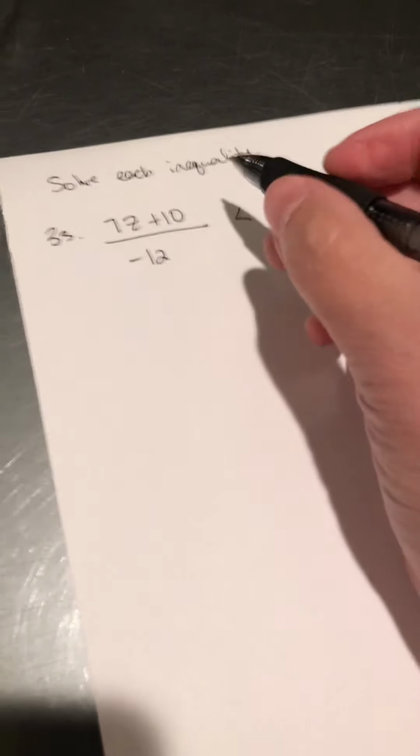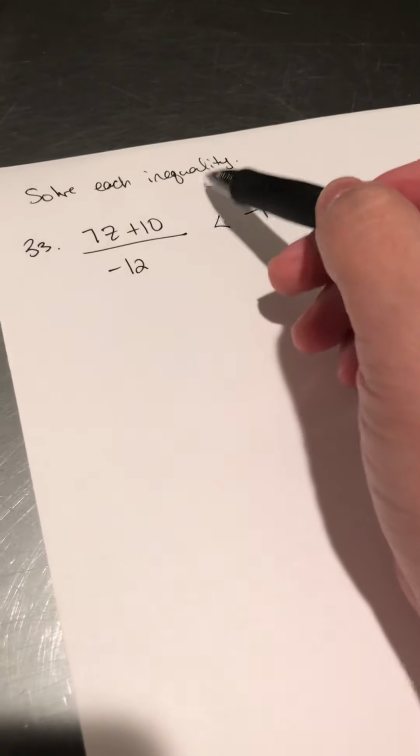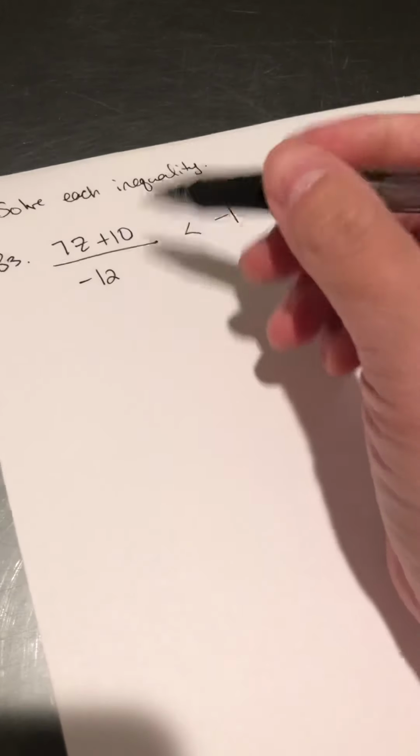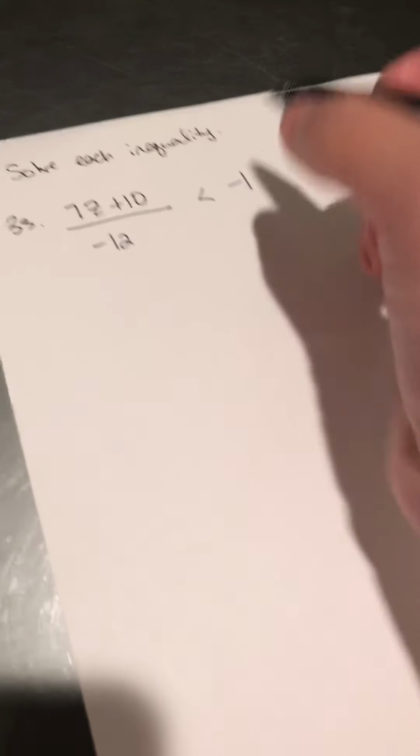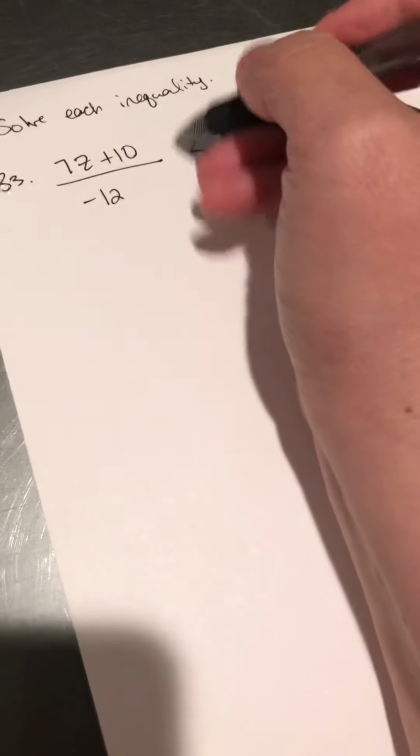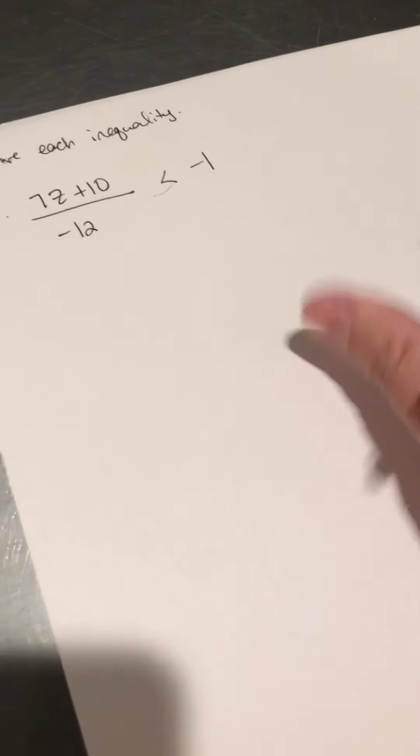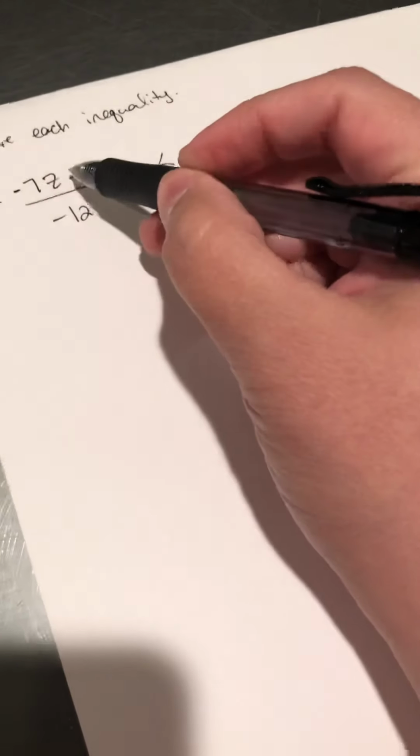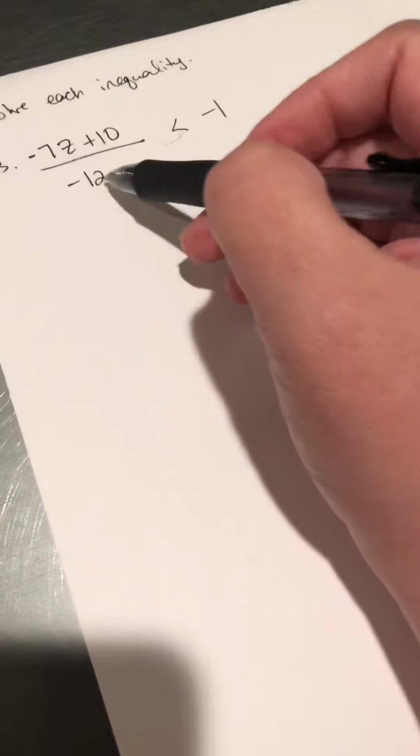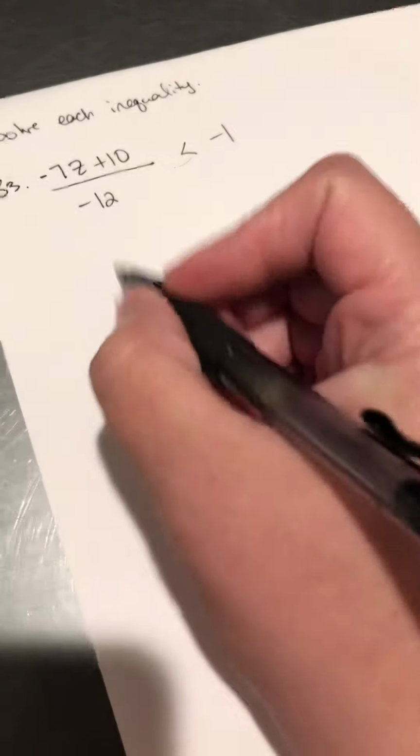Okay, for this section, we're going to solve each linear inequality, and you solve inequalities just like you do for equations. The only difference is that if you multiply or divide by a negative, you have to switch your inequality symbol. So we have negative 7z plus 10 divided by negative 12 is less than negative 1.